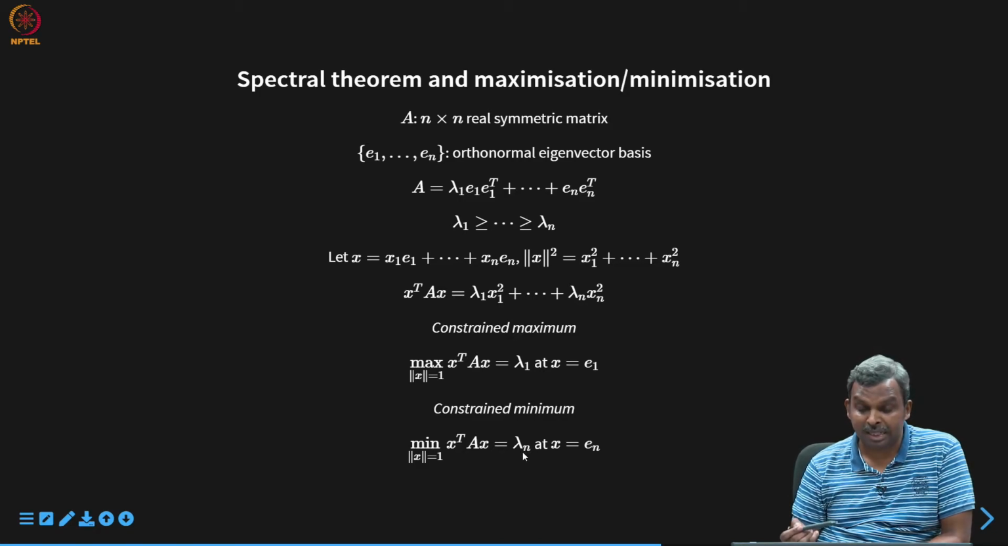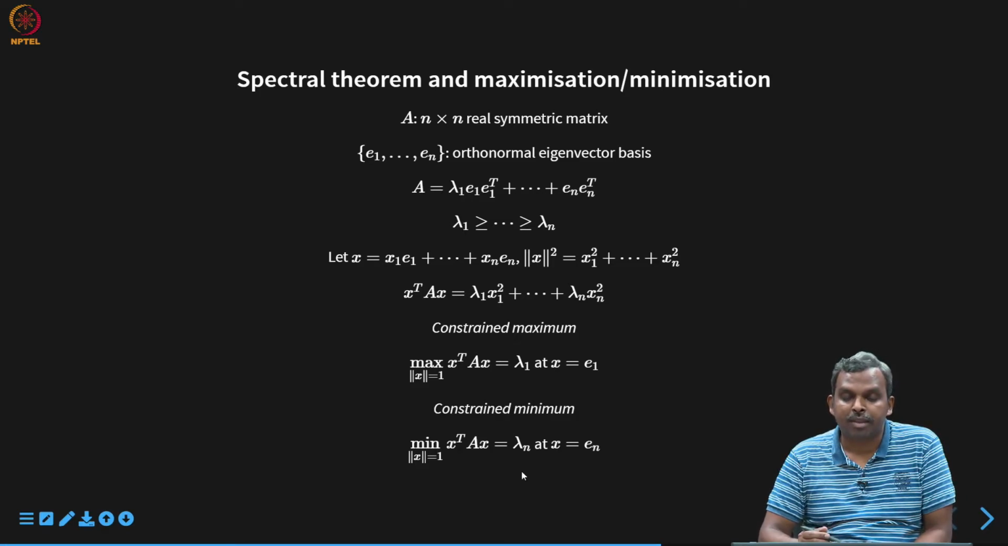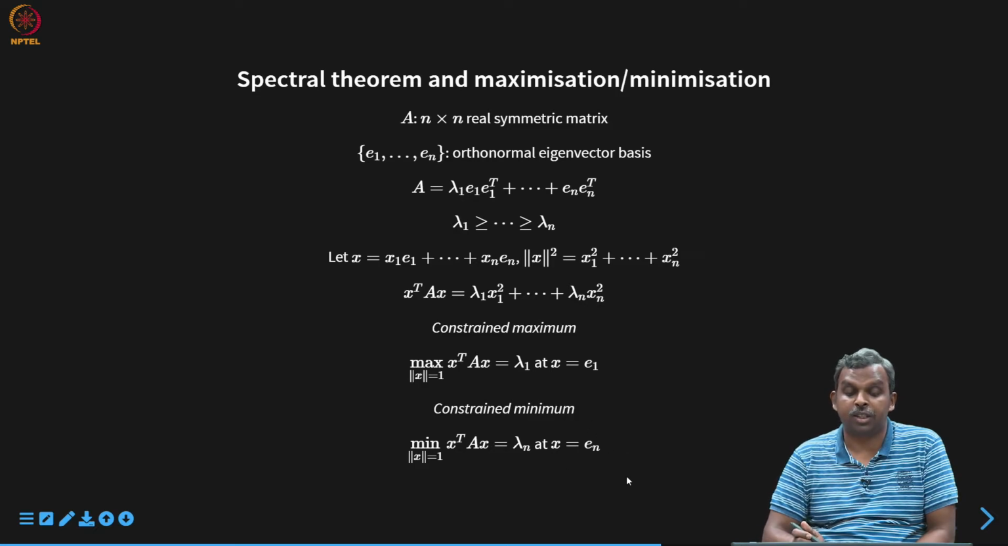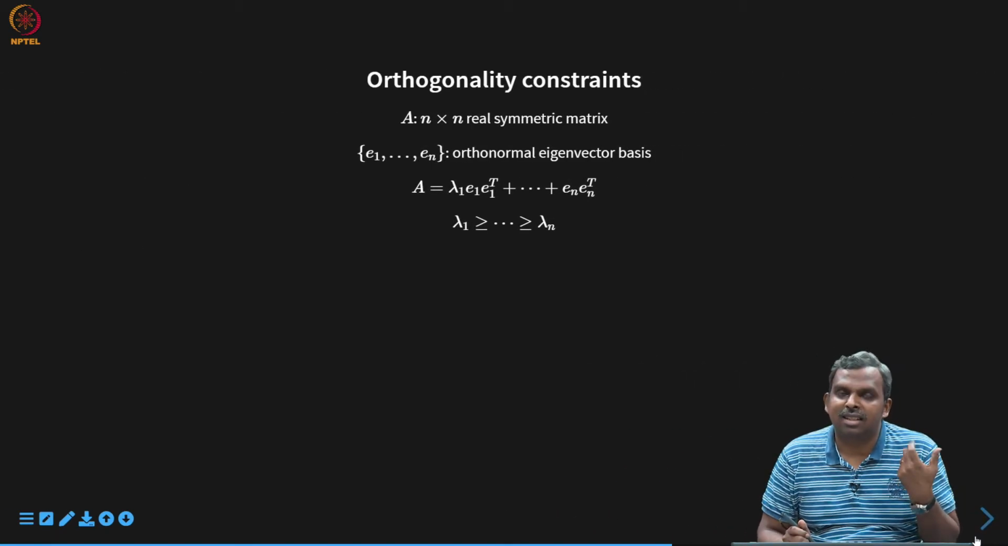Okay, so maximizing and minimizing quadratic forms with the constraint is quite easy, and that is directly connected to the maximum eigenvalue of A and minimum eigenvalue of A, and achieved at the corresponding eigenvectors. Okay, the eigenvector corresponding to the maximum value, or the eigenvector corresponding to the minimum value. Okay, simple enough, right? So we can further constrain the problem.